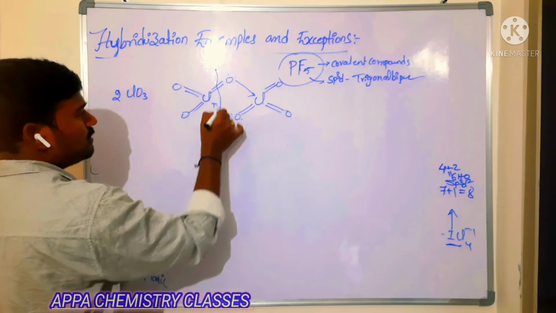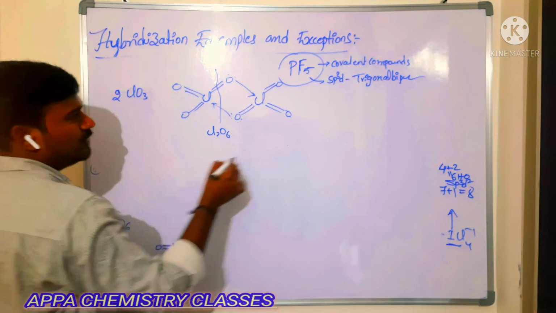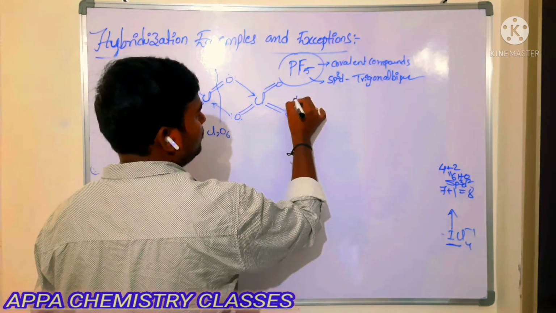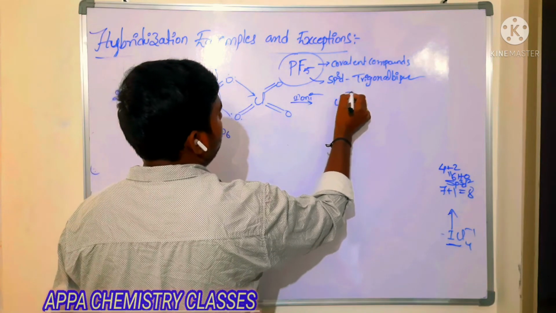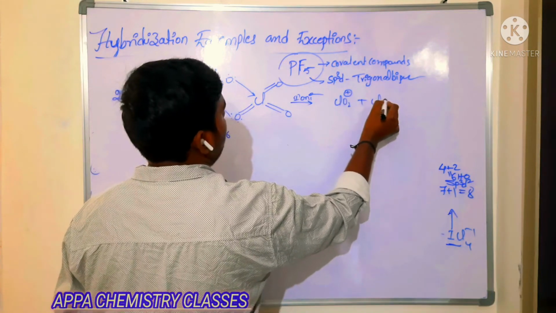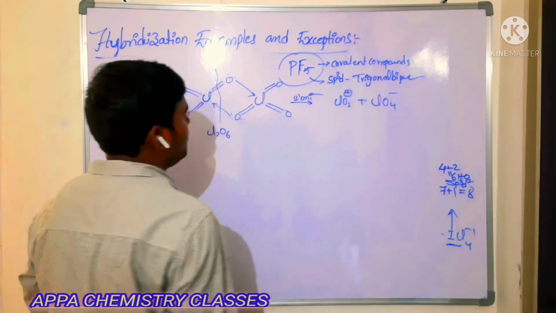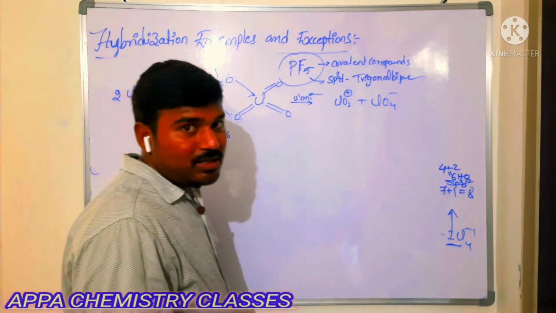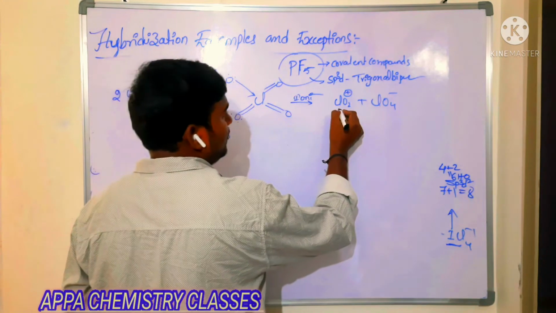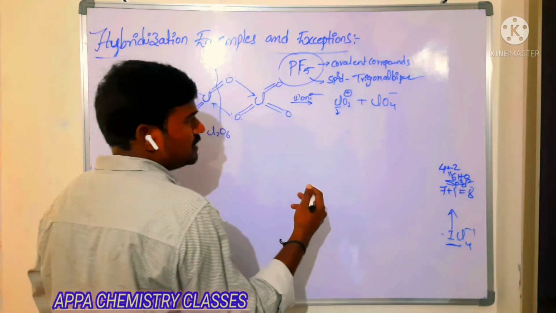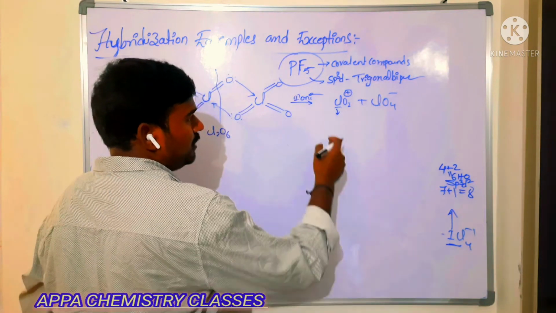Now it also undergoes heterolytic cleavage. So then what happens? We are going to get ionic form by ionization. So ClO2 plus and ClO4 minus. Now in this case, what hybridization is it?